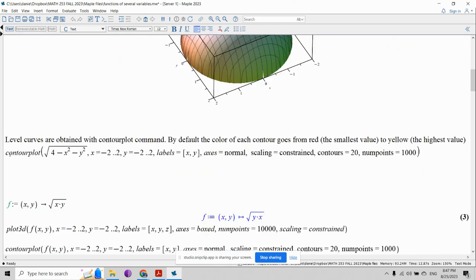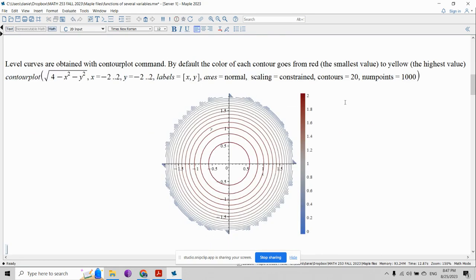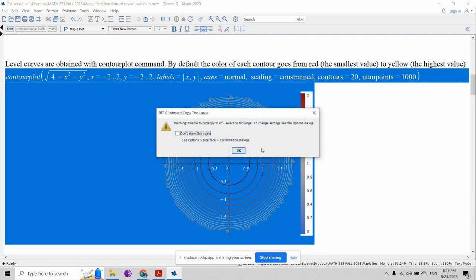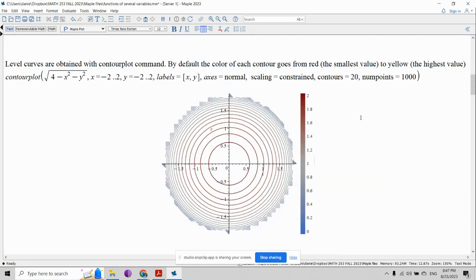Maple uses the function contour plot to sketch level curves. You can control how many level curves you want to generate. In this case, 20. And the nice thing with Maple is if you scroll over these level curves, it will tell you what the value of the function is on that curve. There is also color coding: as you move toward redder and redder curves, the value of the function is larger and larger.